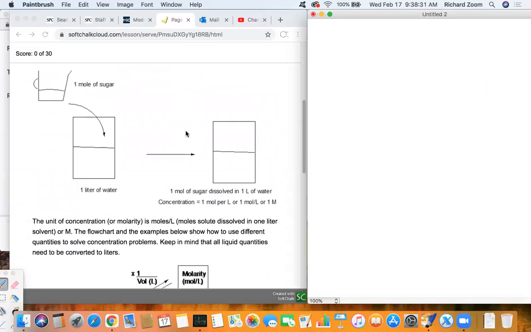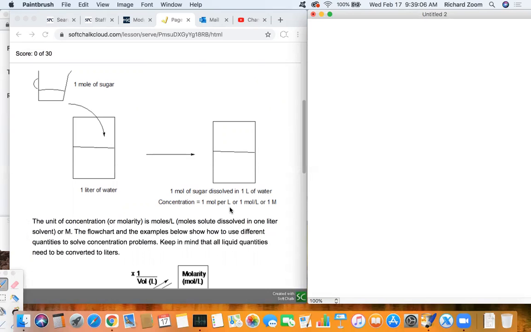So I've got a little drawing here. It's pretty much the same as what I did. If you take a mole of sugar, which is around about 340 grams, and you stick it into a liter of water and you stir it around, you dissolve it. What you'll have is one mole of sugar dissolved in 1 liter of water. So the concentration would be 1 mole per liter. That's 1 mole of sugar per liter of solution, which includes, of course, the sugar.